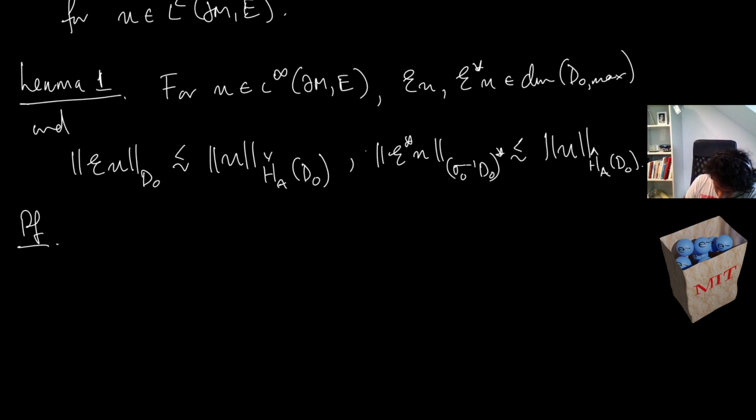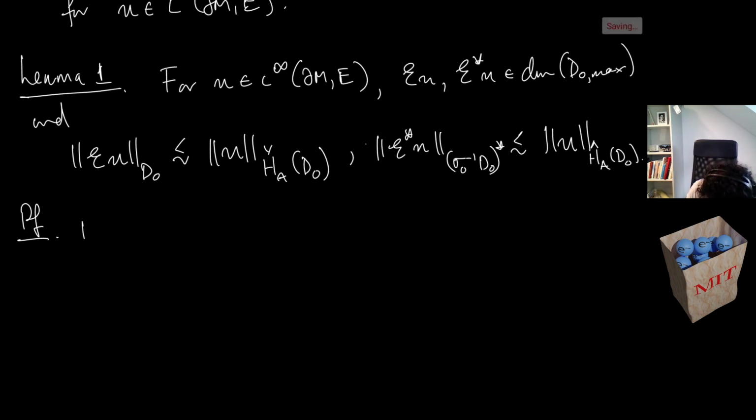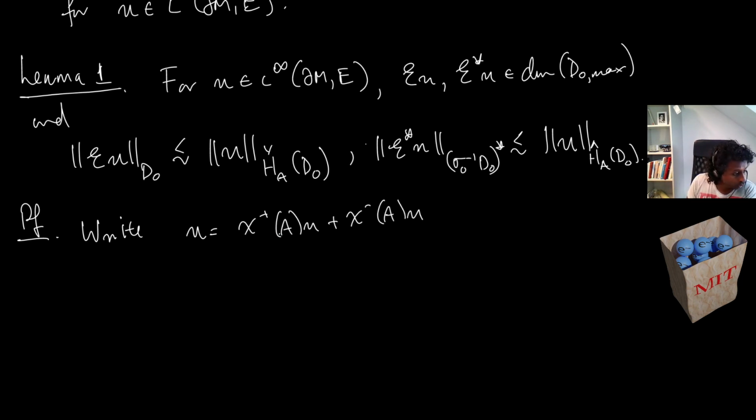Okay, so let's first cut up the section U, the smooth section U, into the positive and negative spectral parts, right? So write u equals chi plus a of u plus chi minus a of u. This is certainly true. And let's define them to be u plus and u minus.